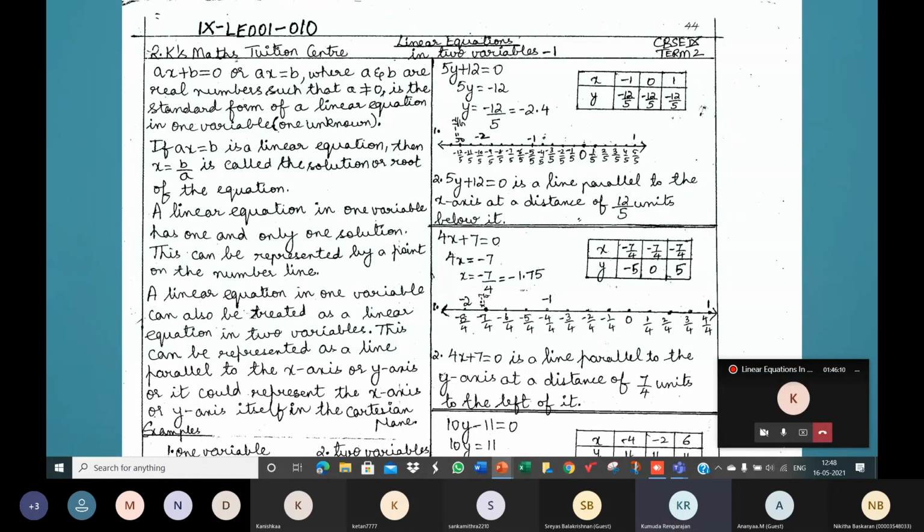Supposing you come across a question where it is at a distance of minus 2.4 units, then the word above or below will not be mentioned, because minus 2.4 itself means below. If it's above, it will be only 2.4 units. So just remember that also in case there's a minus sign with respect to distance. When you have minus, it means it's below.